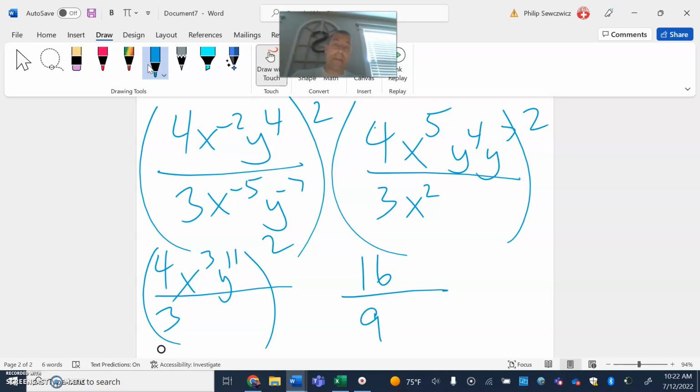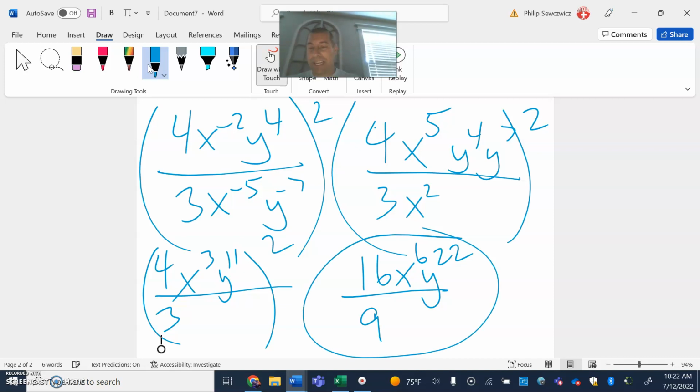Again, 4 to the second power, 3 to the second power. Now I can work on my exponents, where I'm multiplying my exponents. So that's x to the 6th, and that's y to the 22nd power. And now I've got myself my answer.